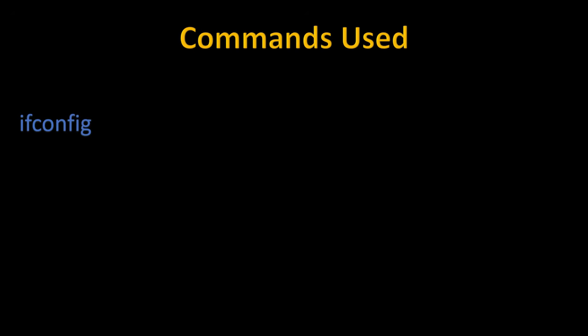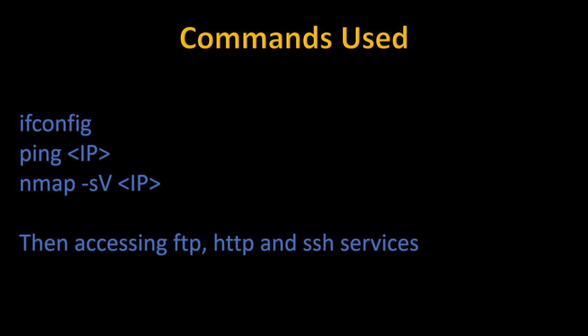The commands which we'll be using are these three commands which we have done in the first practical: ifconfig to get the IP information and the network information, then the ping command to check whether we are able to reach the target, and then the nmap command to check which services are active and which ports are actually open. So we'll use these commands, and then after using them, we will access the FTP, HTTP, and SSH services. So now we will start with the practical.